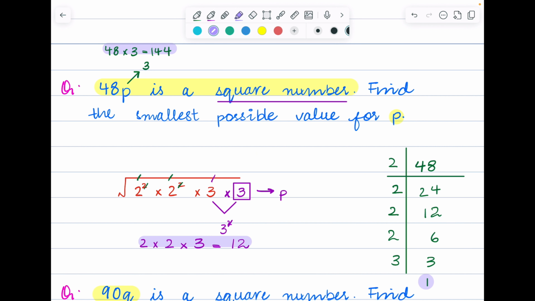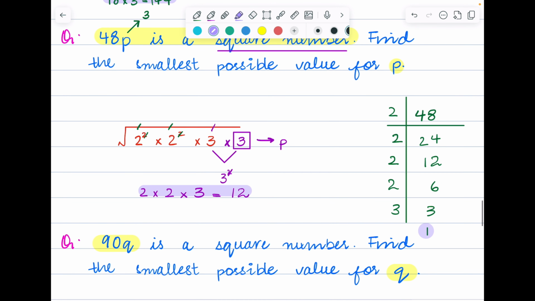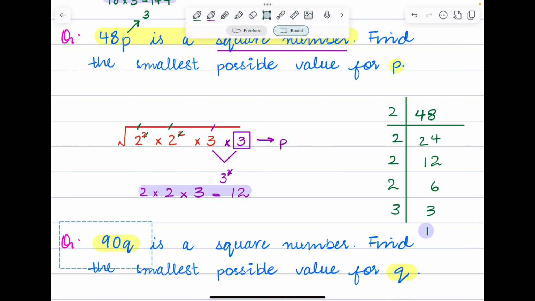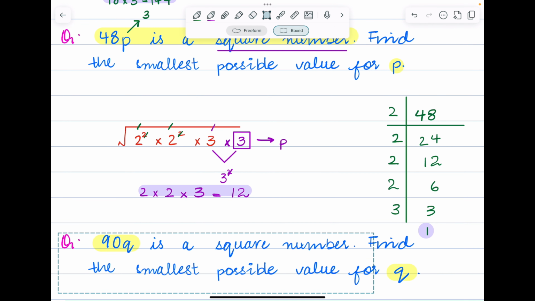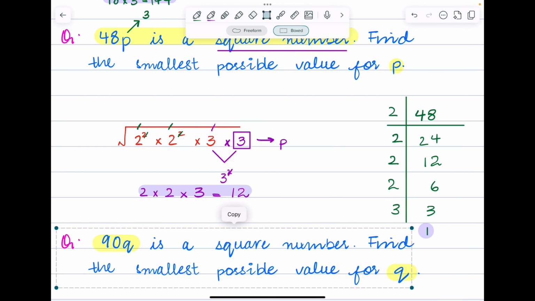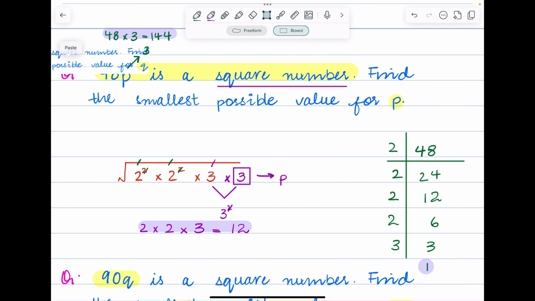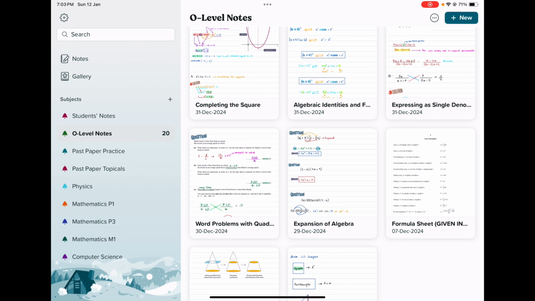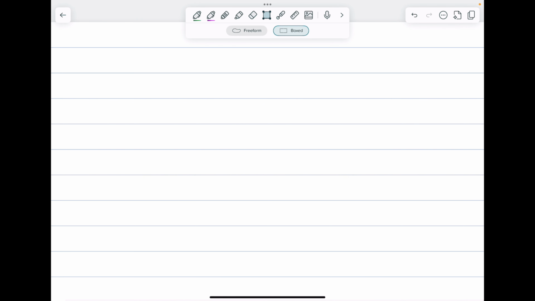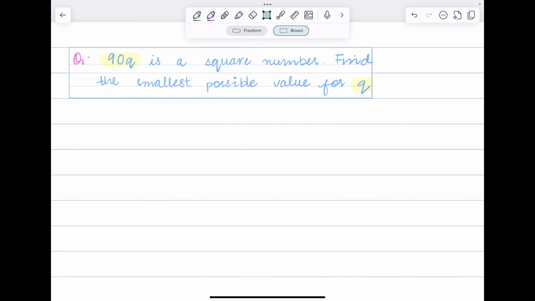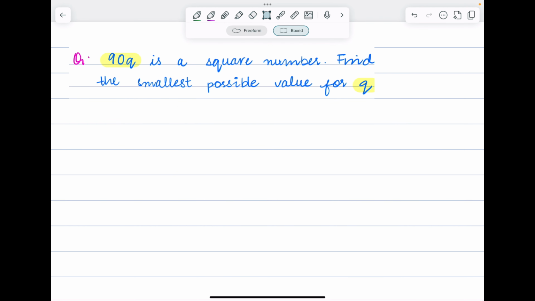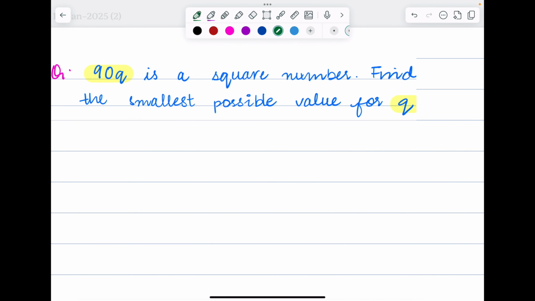So let's have a look at this question and let's try it out together. This one, just let me copy it down. Okay, this is the question: 90q is a square number. Find the smallest possible value for q.